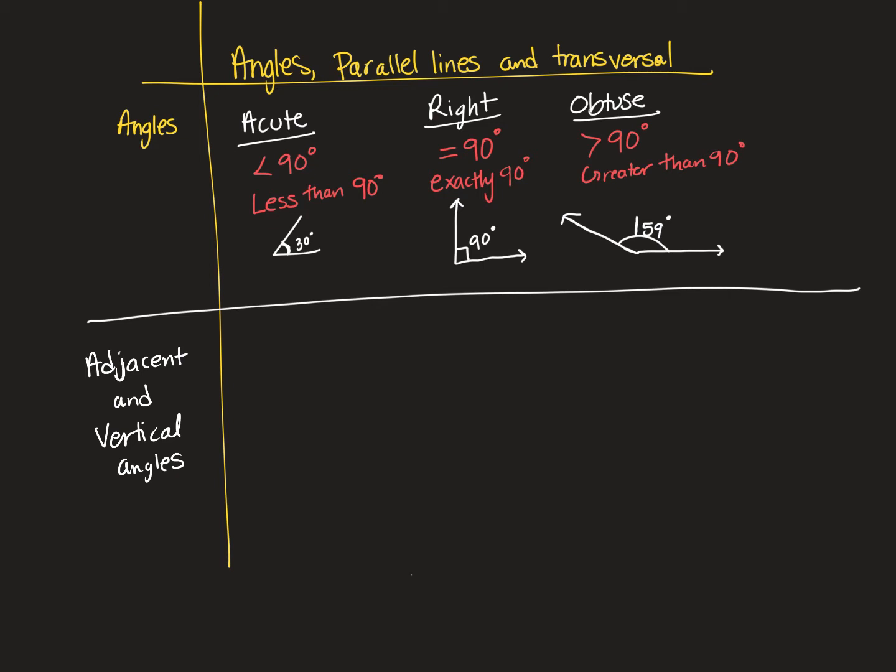So adjacent angles are angles that share a vertex and share a side. So let's go ahead and write that. Adjacent angles, they share a vertex and they share a side. So if I were going to represent adjacent angles, it would look something like this.